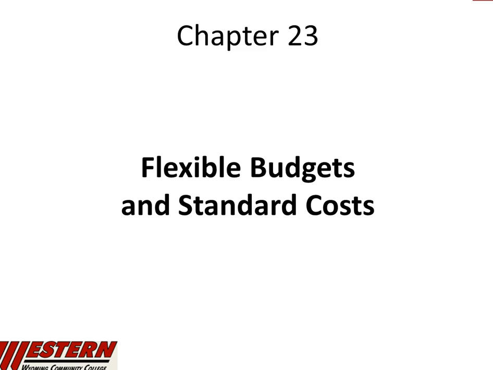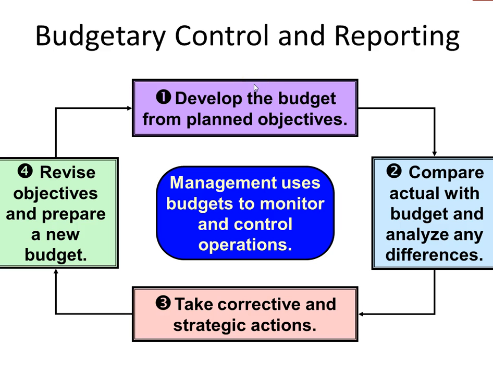Okay, chapter 23, flexible budgets. The key, I think, is going to be the standard cost. This is a sort of a management plan, or what you'll study in management. You've got to develop some planned objectives, and that involves the budget. And then you compare actual results with budgeted, and then you analyze the differences.